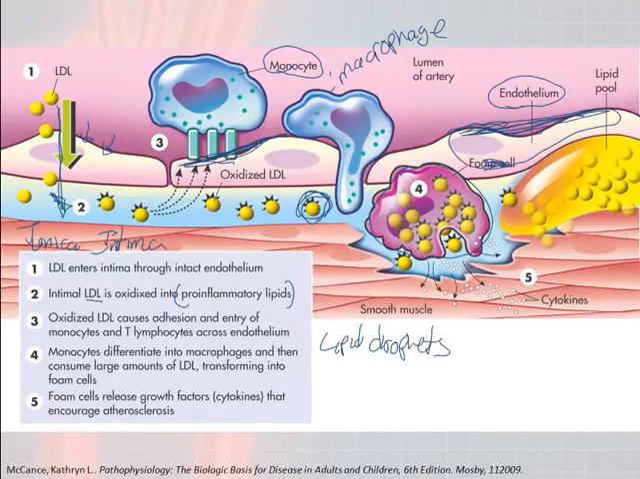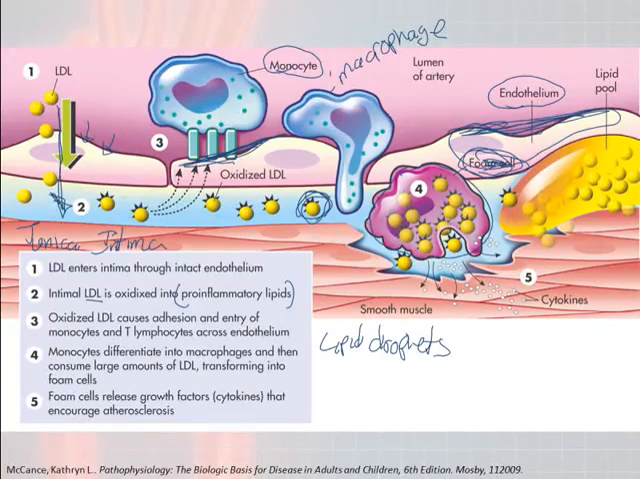Now let's talk about what happens when you end up with a foam cell. Here's your foam cell right here. I crossed that out earlier. Let's see what happens once you get this foam cell. Once you have these little lipid droplets developing inside of this macrophage, it's called a foam cell because it looks like it's foam on the inside of the cell.